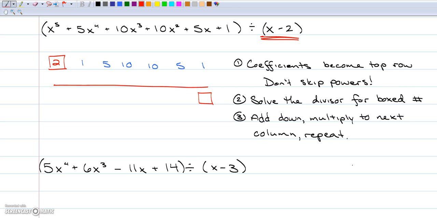Step 3 in the process says to add straight down. This 1 goes straight down. And multiply to the next column. So what am I going to be multiplying this time? I didn't tell you any of the process last time because I wanted you to watch the pattern. This time I'm taking the 1 and I'm multiplying it times our box number, 2, right here. And I'm going to add straight down, 7.